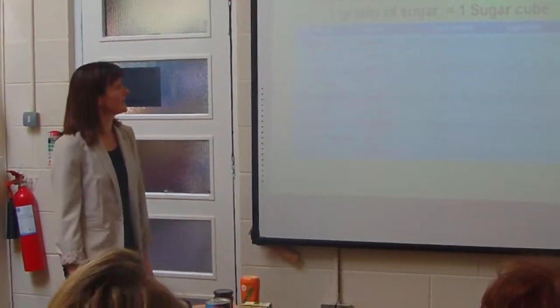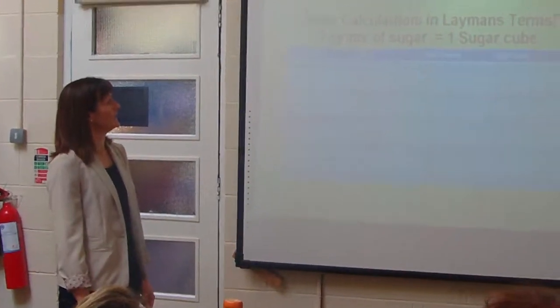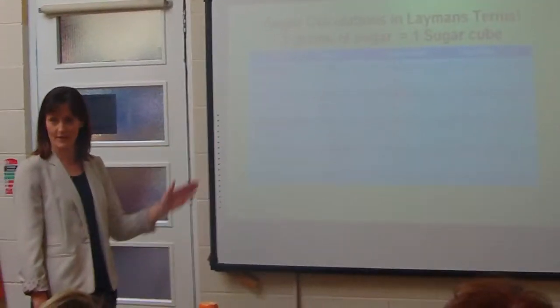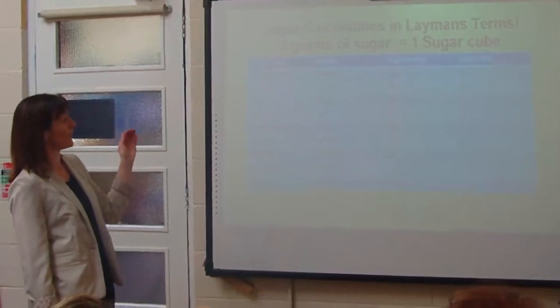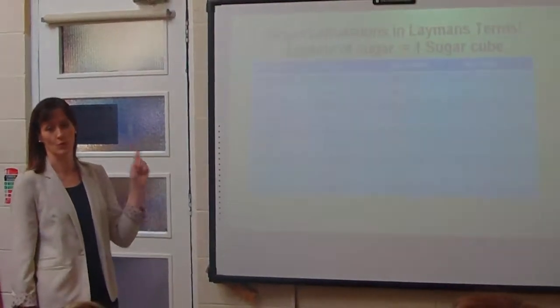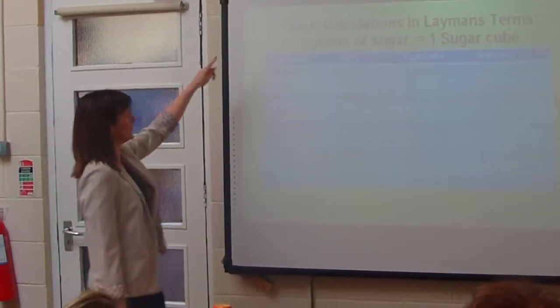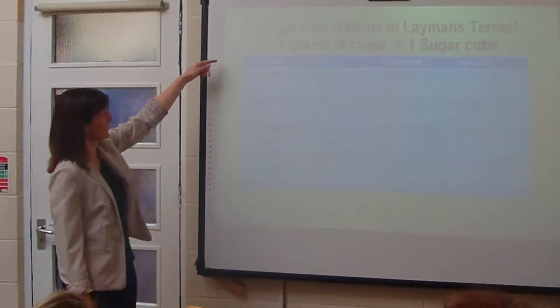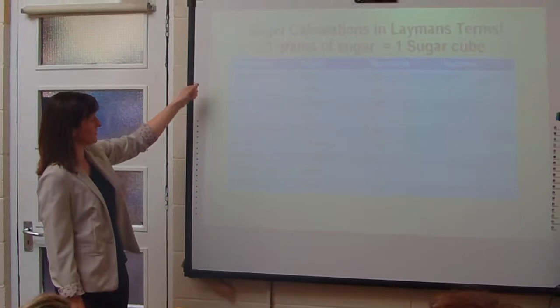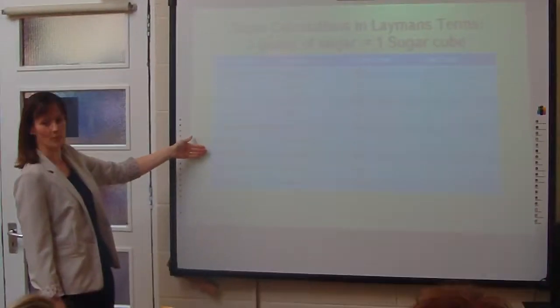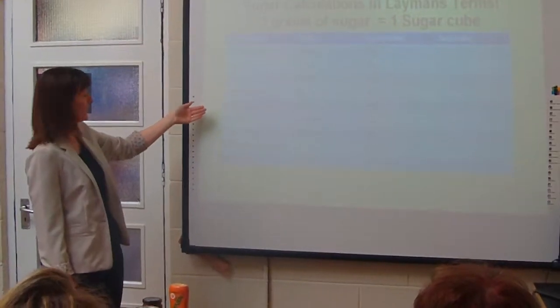Okay, our first lesson. So we're going to calculate sugar in layman's terms. Now this will be quite interesting. 3 grams of sugar is equal to 1 sugar cube. Okay, so what does that mean? We all know, we see the teenagers especially going around with Lucozade Sport, Coca-Cola, and then we're going to move down to Petit Filou, Danone Baby, which a lot of people would buy for their babies.